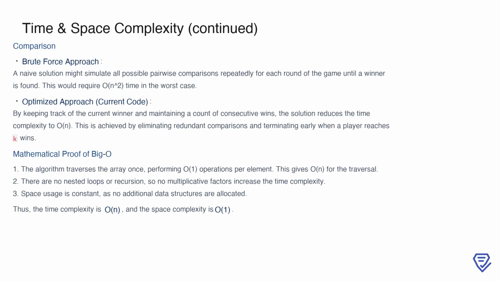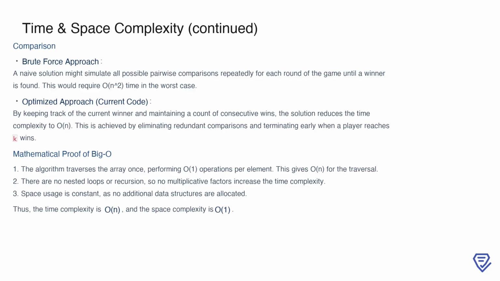When comparing this optimized approach to a brute force method, the advantages become clear. A naive solution might simulate all possible pairwise comparisons repeatedly for each round of the game, leading to a worst-case time complexity of O(n squared). This inefficiency arises from redundant comparisons and lack of early termination. In contrast, the current optimized solution avoids this by maintaining a single current_winner and a count of consecutive wins, reducing unnecessary operations. As a result, the time complexity is brought down to O(n).